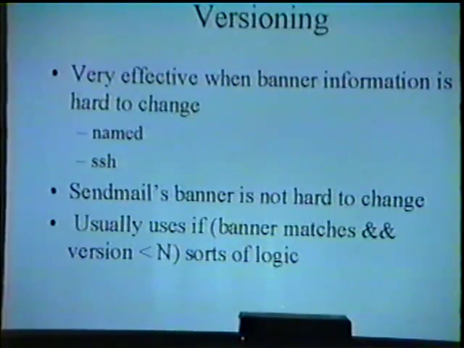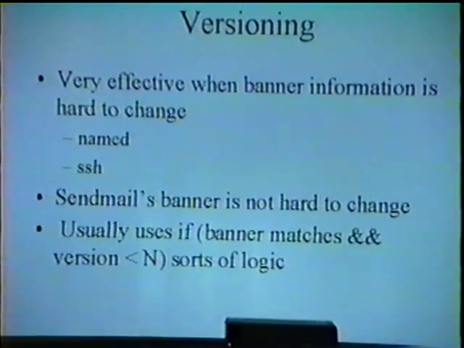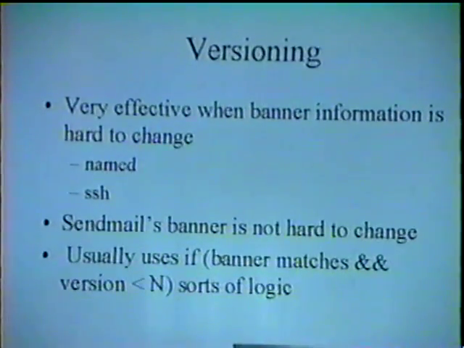Versioning. Versioning is sort of a superset of banners. You ask the program what version it is, it gives you an answer, you make a decision based on that answer. It is actually very effective when the banner information is hard to change. To change the banner information in named, you need to go in and edit the source. Same thing with SSH. Sendmail is a different story. If you can just go in and understand a Sendmail CF file, which is a little difficult, you can change the banner.